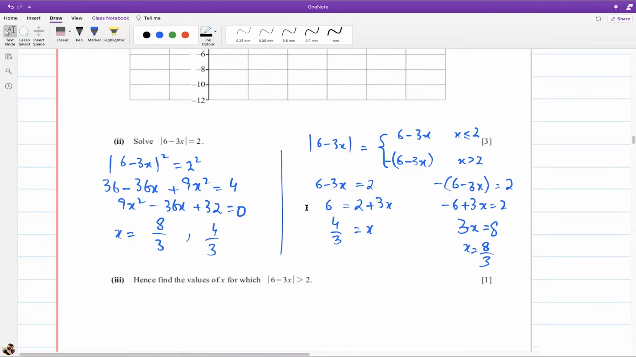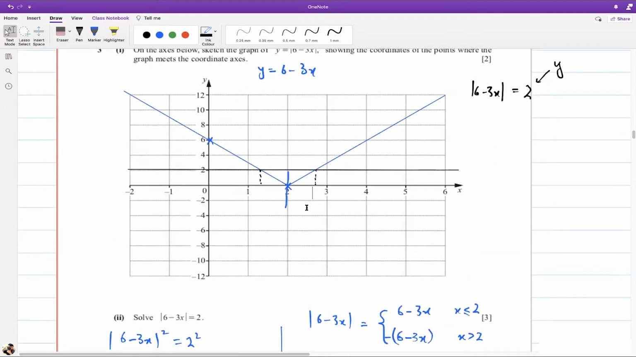Next it's saying find the values of x for which |6 minus 3x| is greater than 2. तो आप ग्राफ को देखो. इस क्वेश्चन में फायदा ये है कि आपके पास ग्राफ गिवन है. So try to relate the graph to your understanding. It's saying 6 minus 3x, the blue line in here, is greater than 2. 2 is the black line. So for what values is this greater than 2?